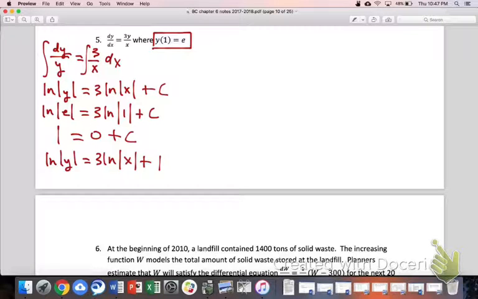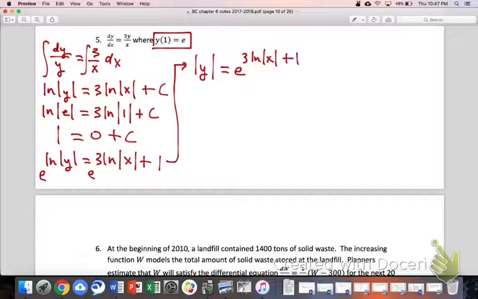So then my final steps are going to be to try to get the y by itself. So I'm going to go e to both sides. When I do that, I end up with absolute value of y equals e to the 3 natural log absolute value of x plus 1. Keep in mind that plus 1 needs to be in the exponent.